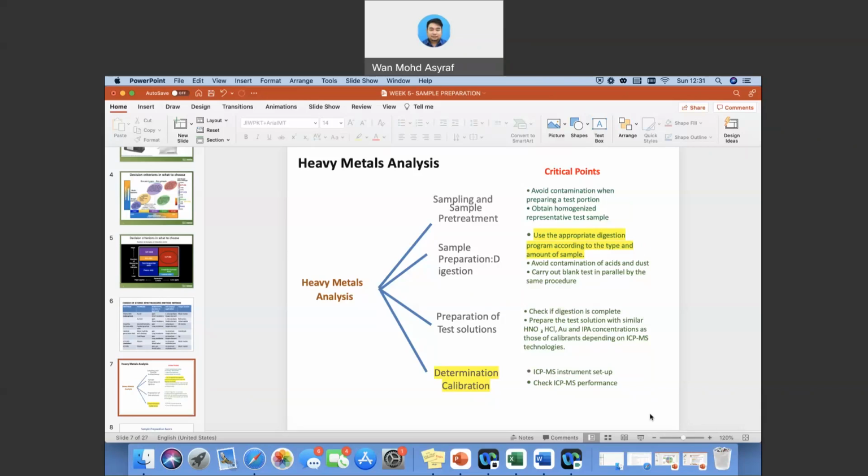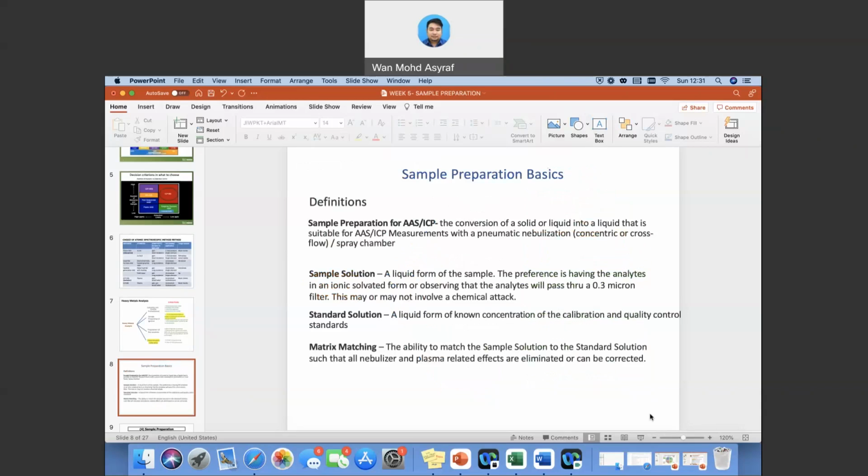All right. Okay, so moving on. All right, so sample preparation basics. These are some of the definitions.